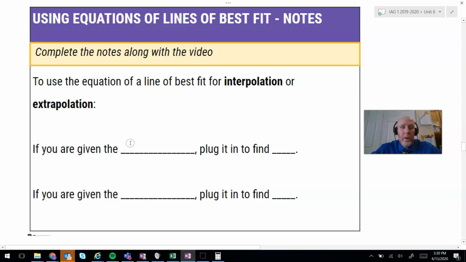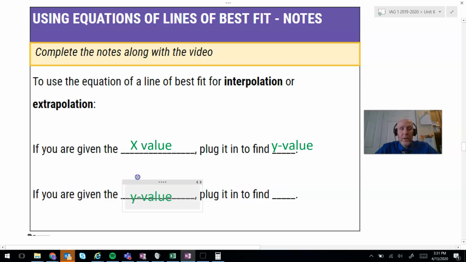So one thing we can do with a line of best fit, with the equation of a line of best fit, is that we can use them for interpolation, for predicting points in between the smallest value and the highest value, or extrapolation, finding the values of points outside the smallest and biggest x's. So if we are given the x value, all we have to do is plug into the equation to find the y value. That is one thing that an equation of a line of best fit will help us find. And then obviously the other way around too, if they give us the y value, then we'll plug that in to find the x value.